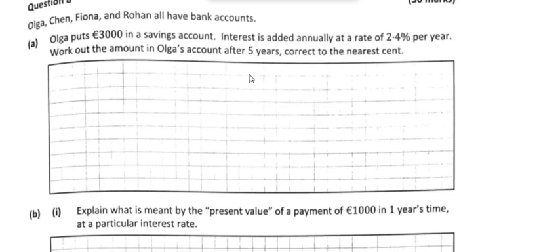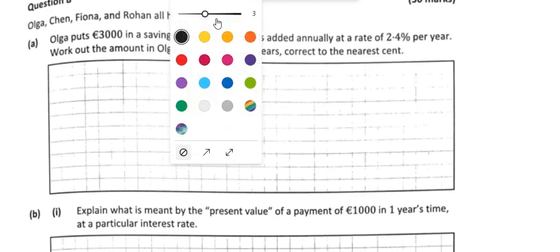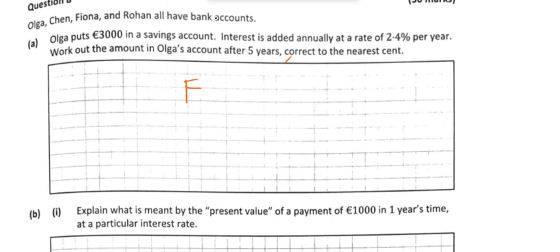Okay folks, so this is question 8. So first part, it's a simple enough compound interest question. So final amount will be P times 1 plus interest rate to the power of the time. So the initial amount that she's investing is 3,000.